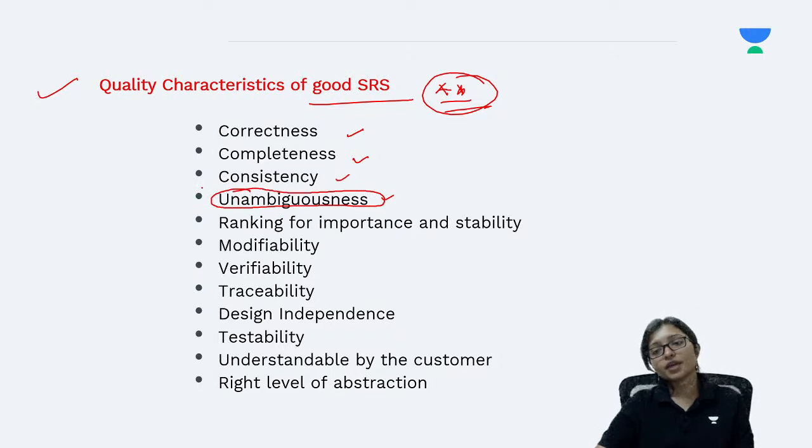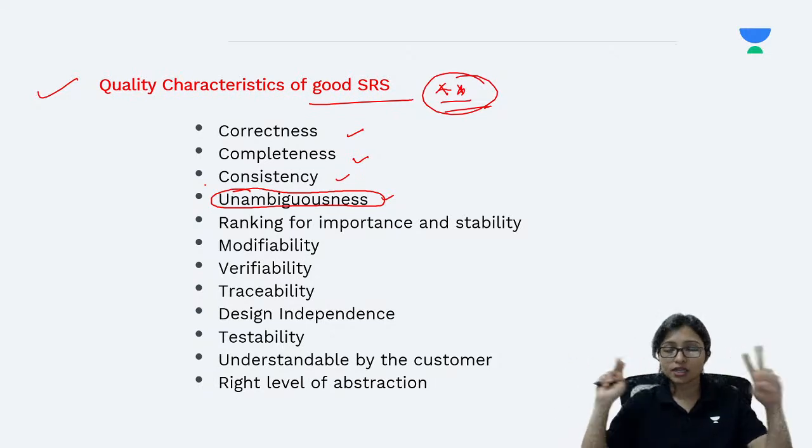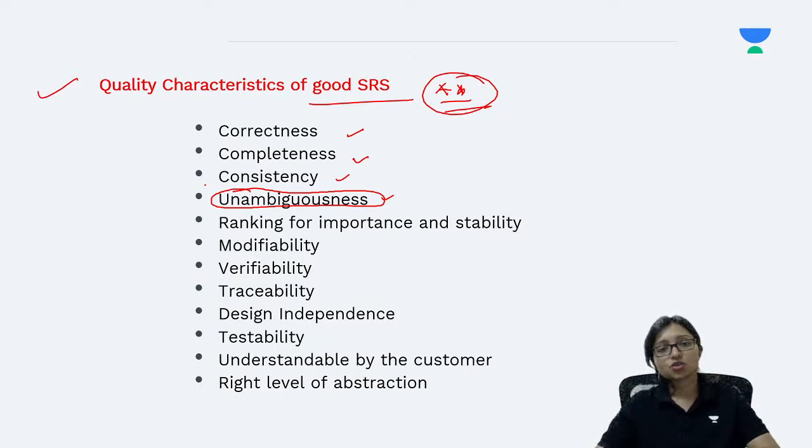A requirement should be unambiguous. SRS should be unambiguous. Someone written something and the interpretation is coming different, that is not unambiguous. There should not be two meaning of a common sentence. Only one interpretation should be there. And ranking for the importance and stability, modifiability, verifiability, traceability, design independence, testability, understandable by the customer, and right level of abstraction. These are the main qualities of SRS.